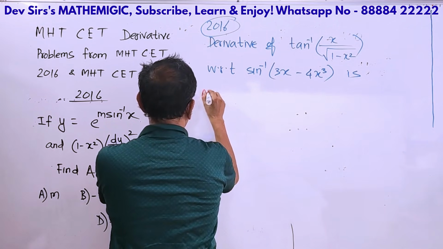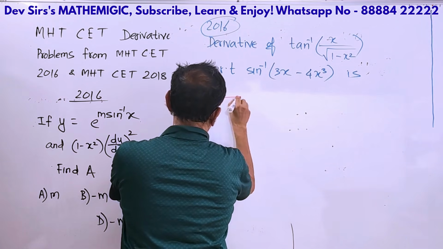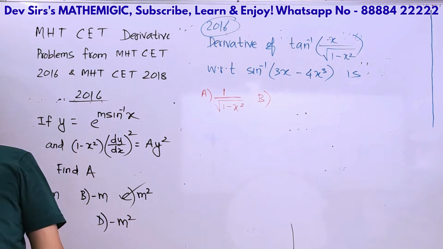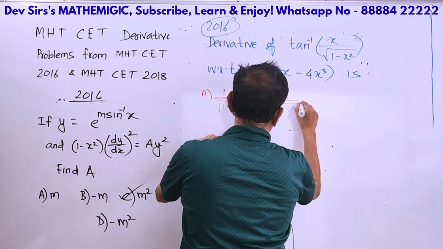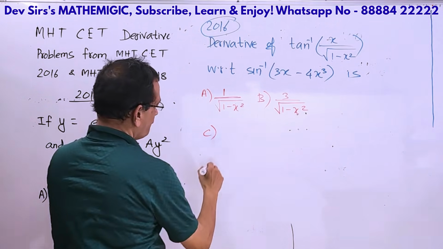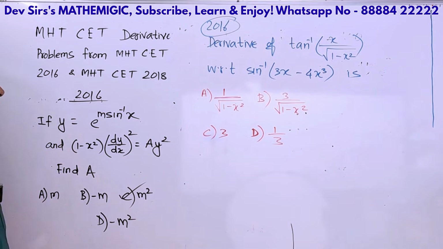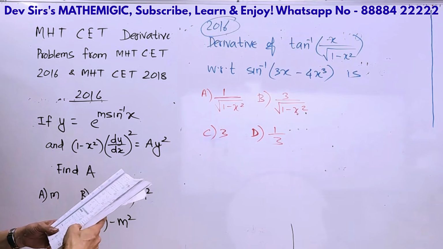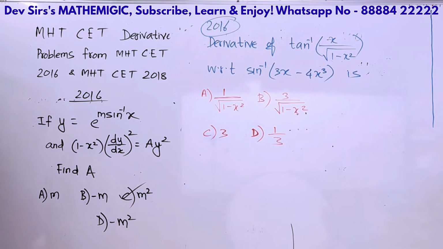First option, second option, okay. Derivative of tan inverse x upon root of 1 minus x squared with respect to sine inverse 3x minus 4x cube.